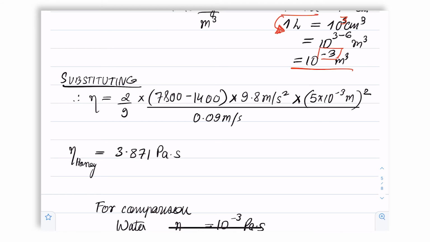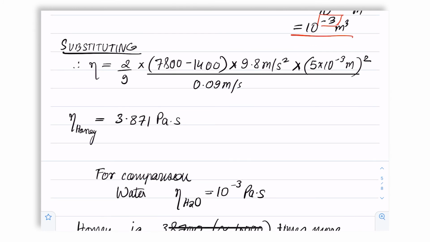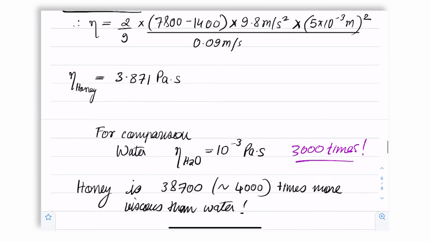Such orders of magnitude estimates are very good quick checks that our numbers are not wrong, but the basic check over here is, of course, do it in a calculator and check again. For comparison, the viscosity of water is 10 to the power minus 3 Pascal second, which means that honey is 3,000 times more viscous. That is a huge number.